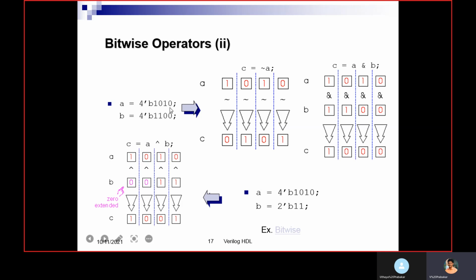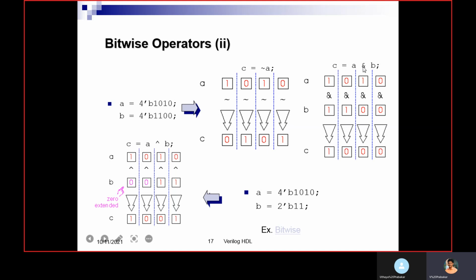For example, A is a 4-bit binary 1010, B is a 4-bit binary 1100. Now I want to perform C equal to not of A, bitwise. So for each bit it will perform the not operation. A is nothing but this value 1010. I am performing not, and that is assigned to C. For each bit it will perform not: 0 is converted into 1, 1 is converted to 0.